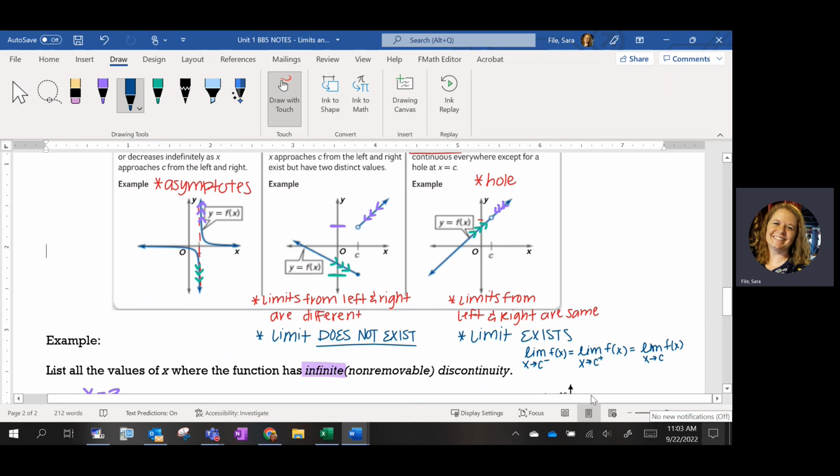Does that kind of make sense? I think we're going to do some examples on the sheet I just passed out to you. It's going to make more sense if it's not super clear right now.